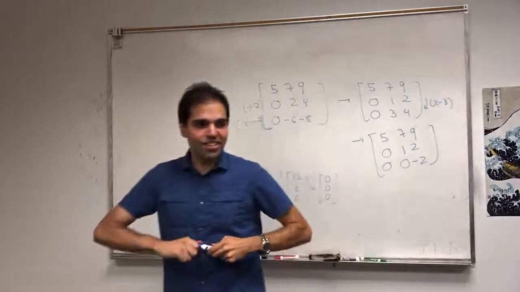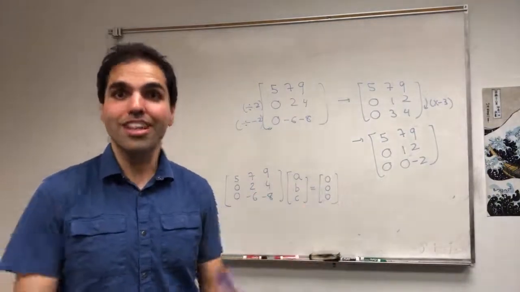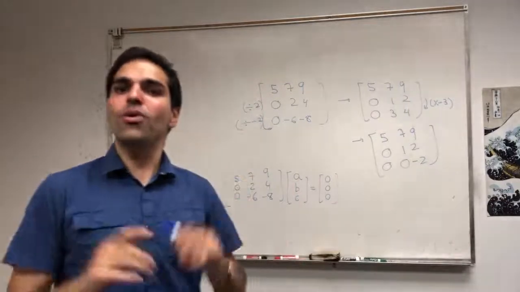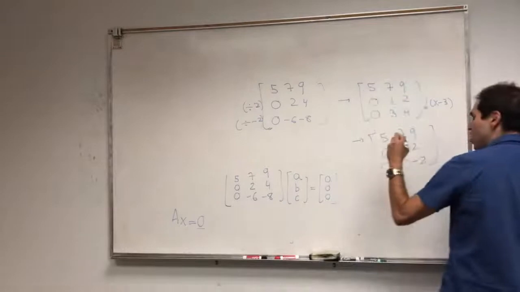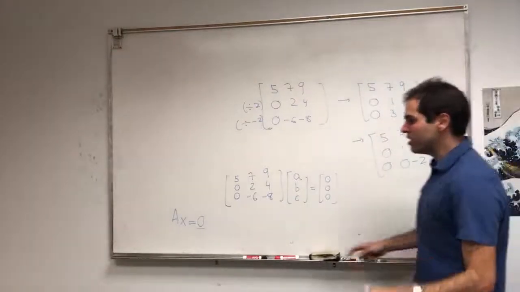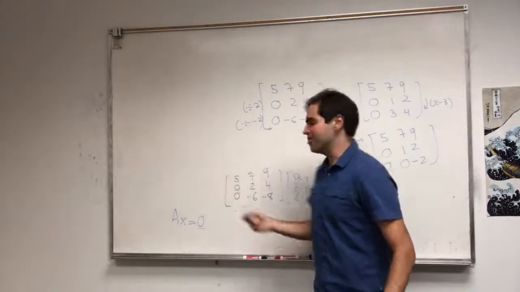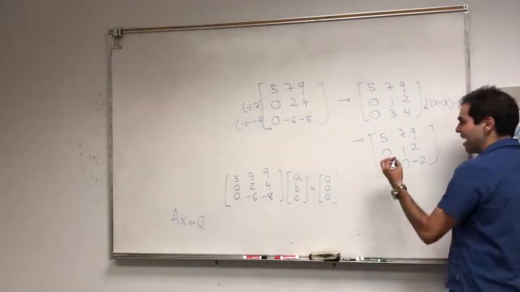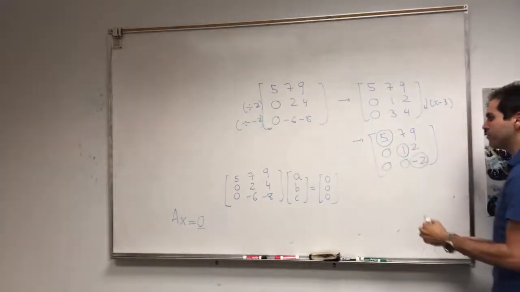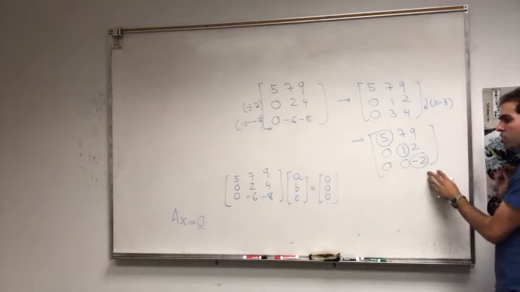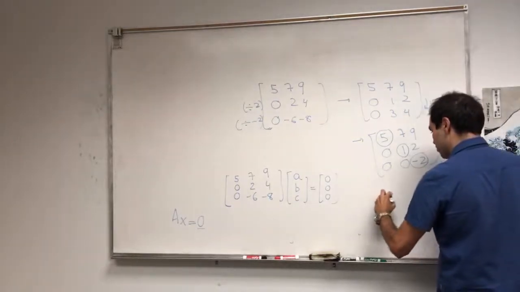And again, it's very subtle, but remember, we don't have to find the solutions, we just need to show whether the only solution is a zero solution or not. And in particular, notice the following. AX equals zero always has a trivial solution. The question is, could there be other solutions? Well, in that case, notice the pivots. There are three pivots, 5, 1, negative 2. And in particular, there are no non-pivot columns. That means there are no free variables.